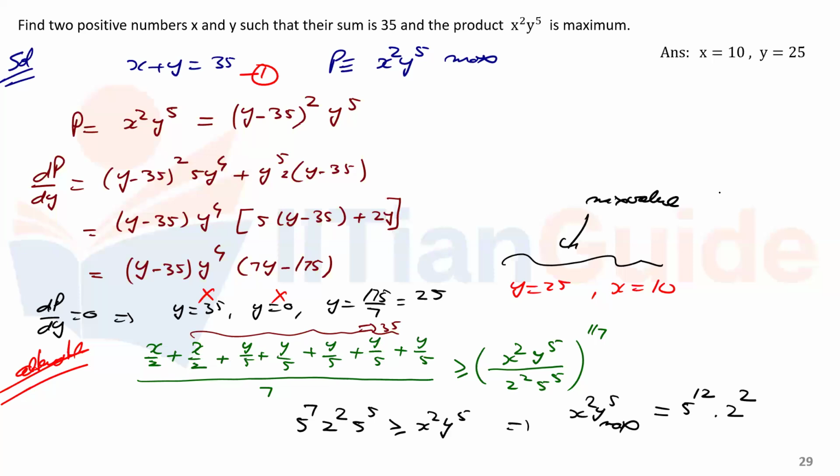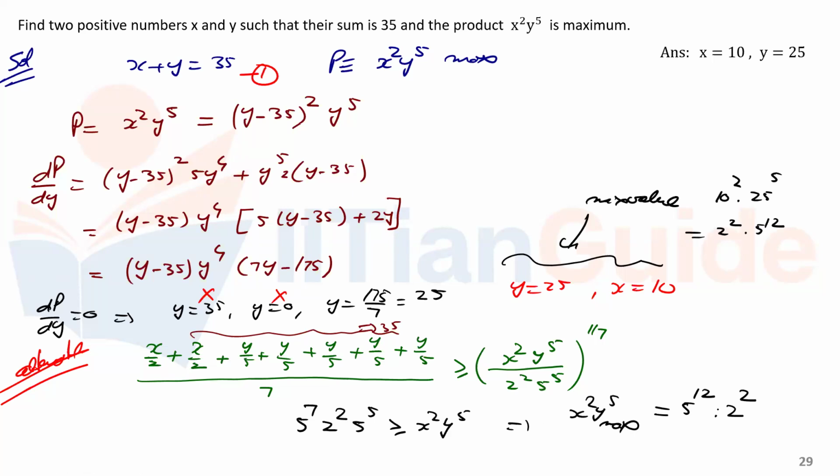x square, if I do, that is 10 square and y is 25 power 5. So 10 square, I will write 5 into 2. 2 square will be there. And here 25 power 5, it is 5 power 10. 5 power 2 will come. I will get 5 power 12. Same answer आएगा. And I got the maximum value.